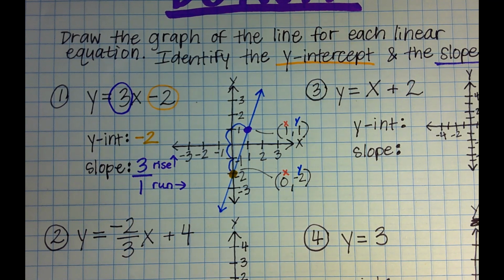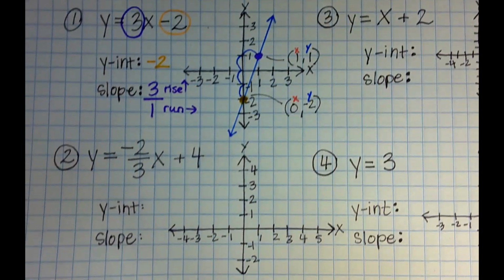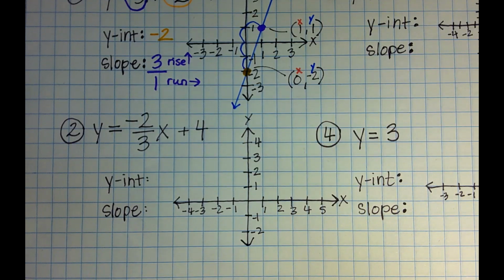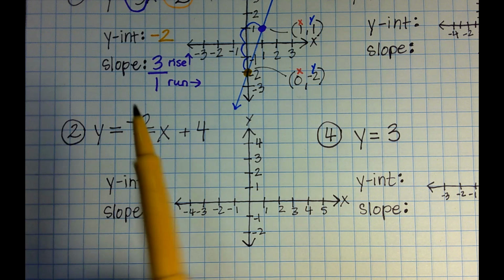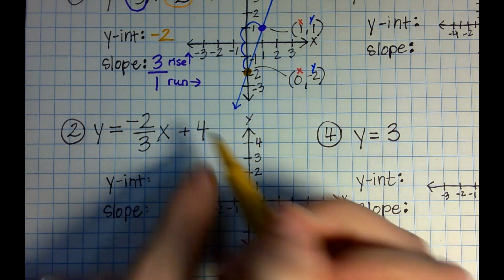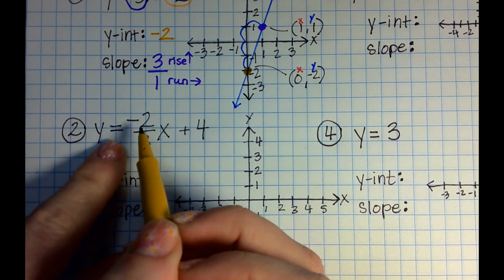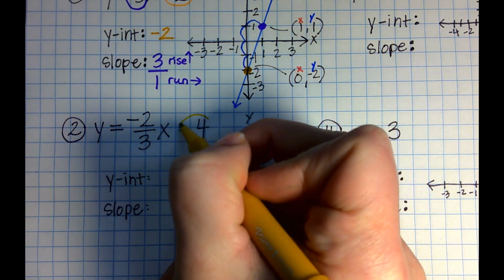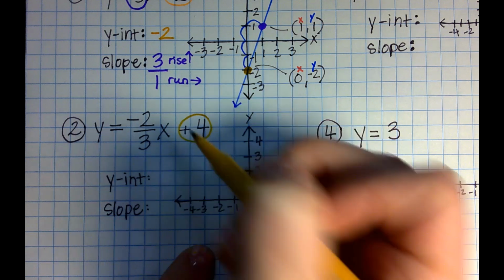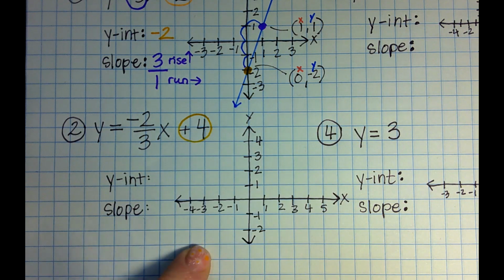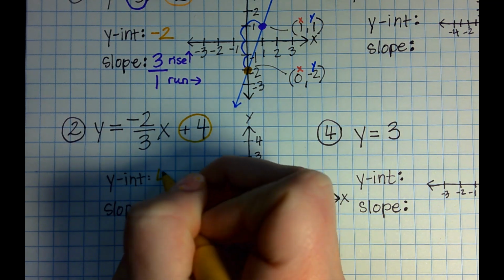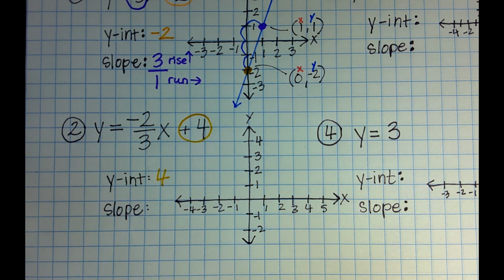Okay. Let's go ahead and look at number 2. Number 2, we've got y equals -2/3 x plus 4. What would my y-intercept be? Ooh, it's going to be 4. Yes. So 2 is part of our slope, or -2. But remember, it's always going to be that number at the very end of the equation, plus 4 in this case. So our y-intercept is going to be +4.